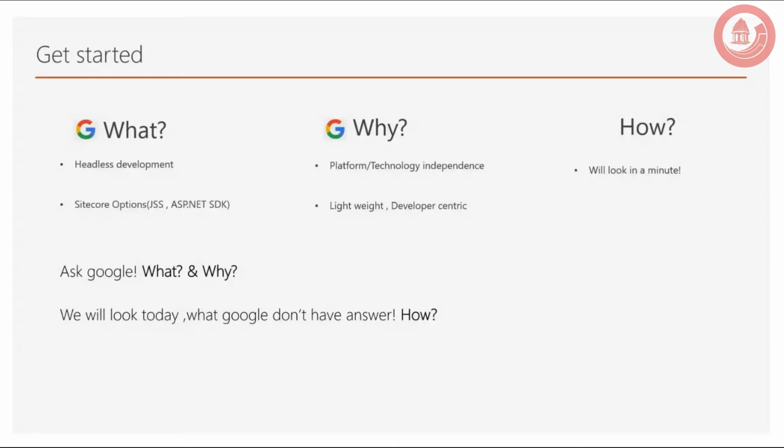In the Sitecore world, we have a few options. One is the very famous JSS, which uses JavaScript SDKs, with a lot of variations available like React, Angular, and Vue. Now we have one more option, the ASP.NET Rendering SDK. Using that, we can build our .NET Core MVC project with these rendering SDKs.